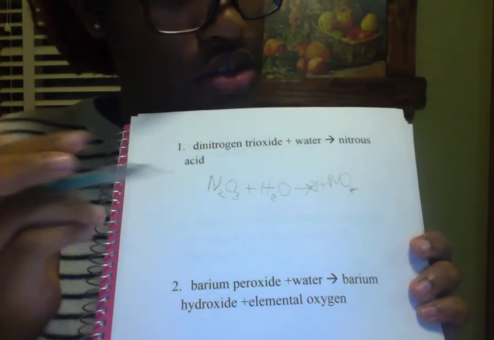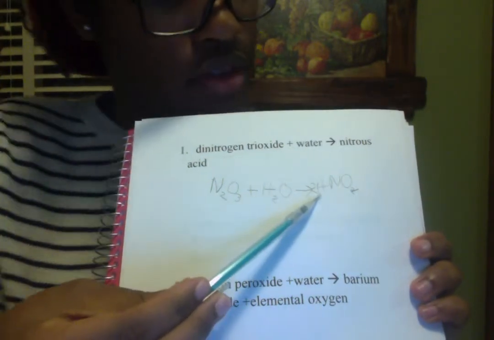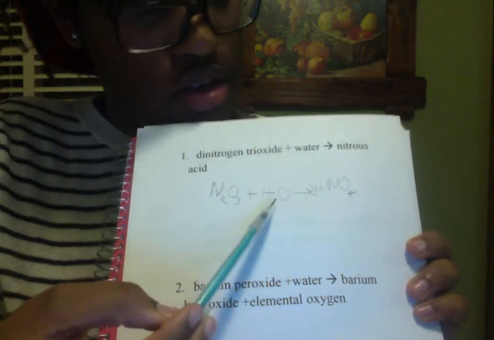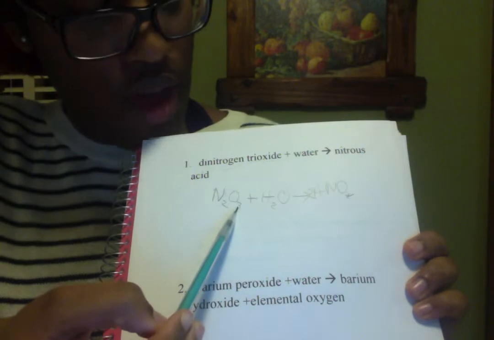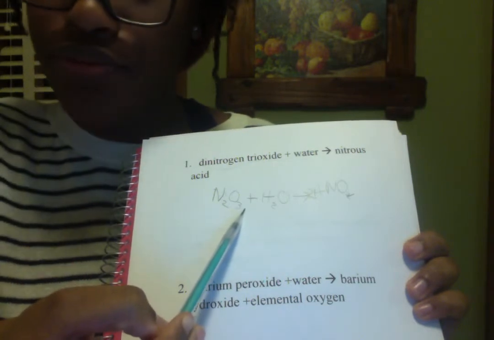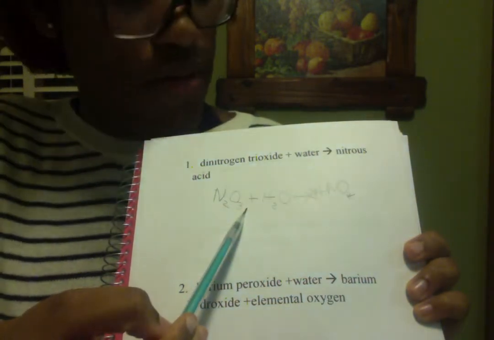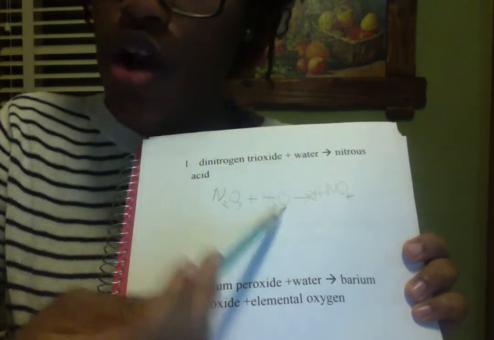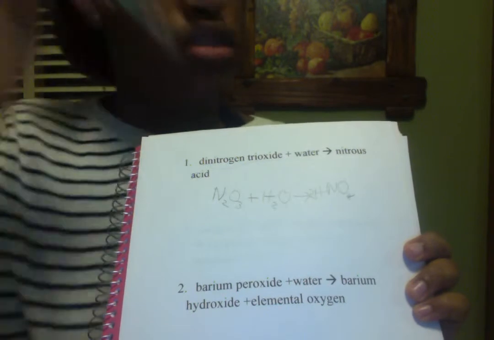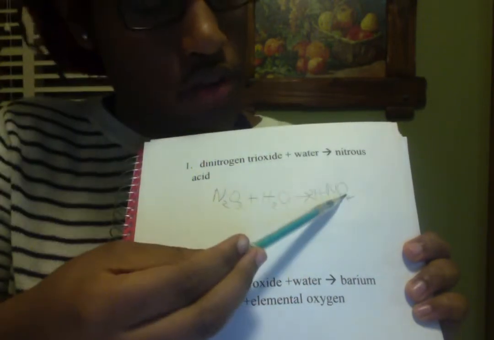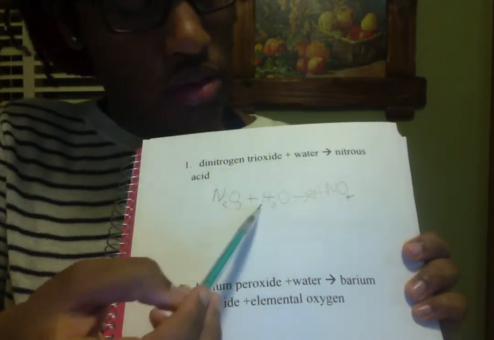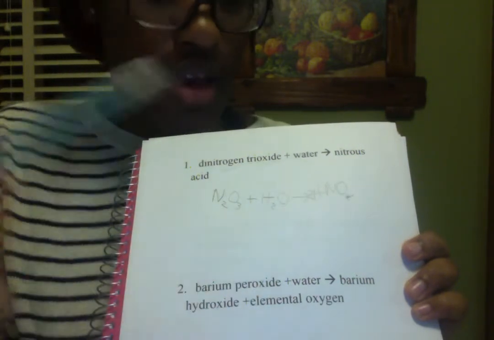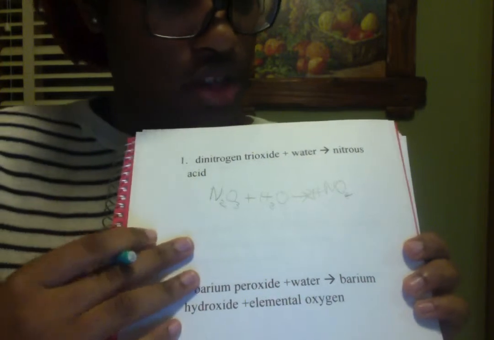And since you put a 2 over here, now you have to look and count. So now you have 2 nitrogen, 2 nitrogen. You have 3 oxygen over here plus this oxygen, which is 4 oxygens, and you have 4 oxygen over here, which is good, and you have 2 hydrogen and 2 hydrogen. So this means this is a balanced equation.